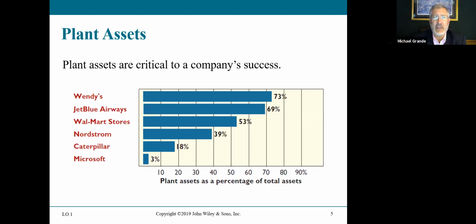Here's some example. Plant assets are critical to a company's success. So you can see a company like Wendy's, 73% of their total assets are involved in plant assets, mostly property, as you can imagine, versus a company like Microsoft, where their big assets are not plant assets.